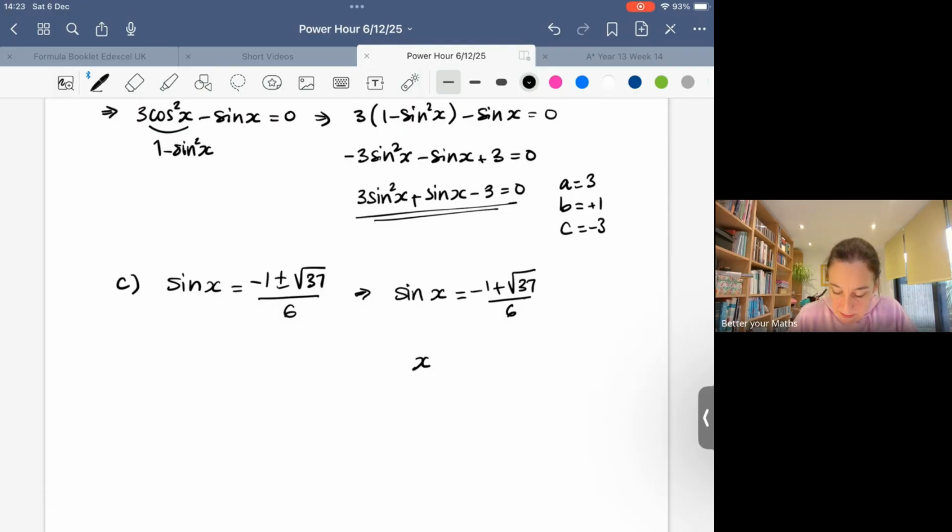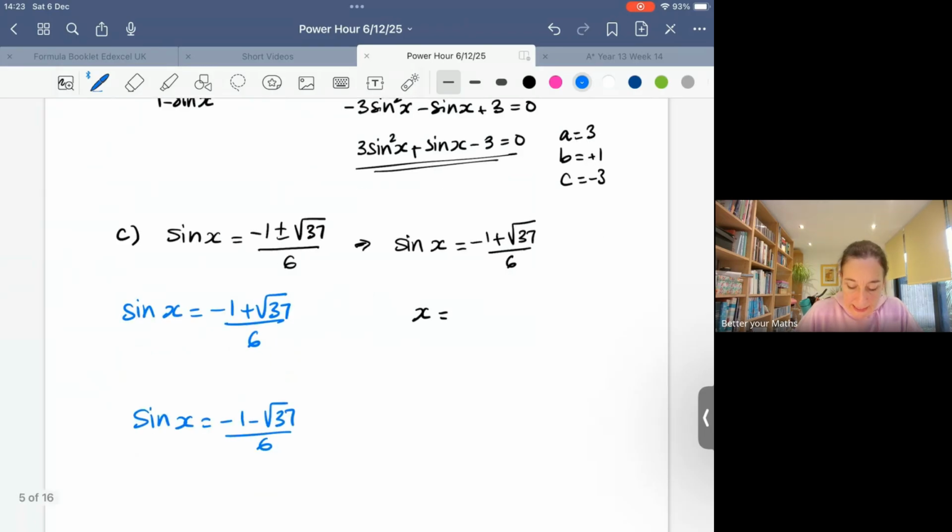So x is going to be, so we are ignoring this one, okay, sorry, don't skip steps. So this gives us sine x is minus 1 plus root 37 divided by 6, and sine x is minus 1 minus root 37 divided by 6. This is not giving me any answer because it's smaller than minus 1, remember? And sine x must be between minus 1 and 1. So this one, I'm ignoring it completely because it's smaller than minus 1.